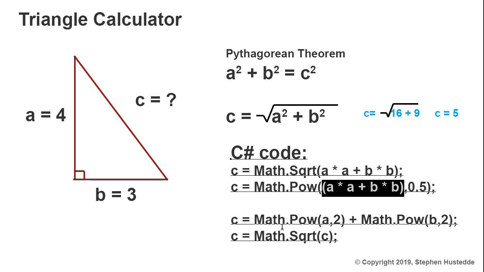Here's a third way. I can break that up a little bit. I could say C equals Math.Pow(a, 2), that's going to be a squared, plus Math.Pow(b, 2), that's going to be b squared, and then take that value of c, find the square root of that, and reassign that to c. A third way to do it. You could combine those two lines into one statement if you wanted. So there's multiple ways to get to the correct result using variations of code.